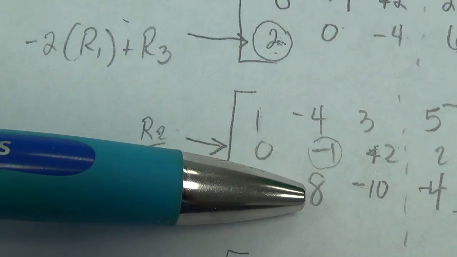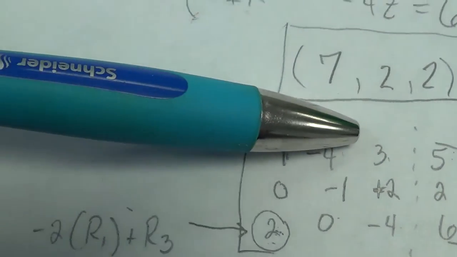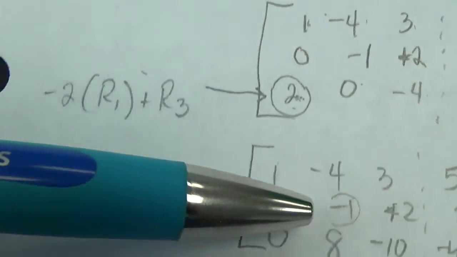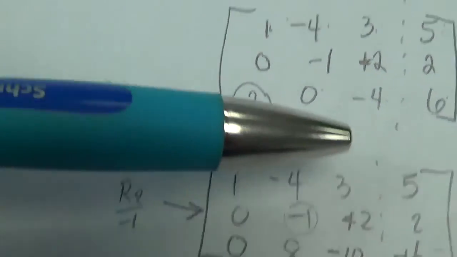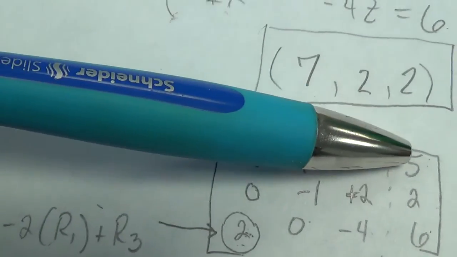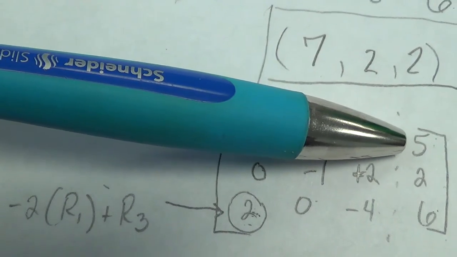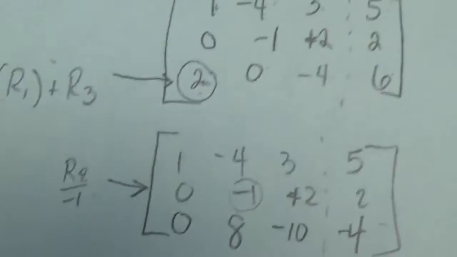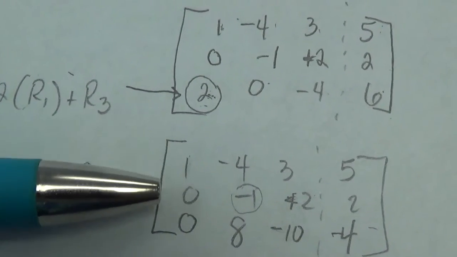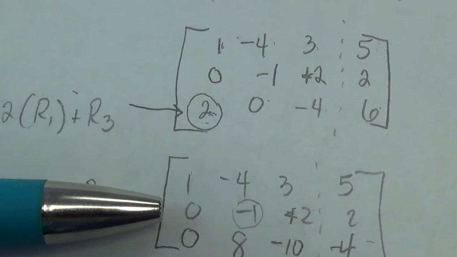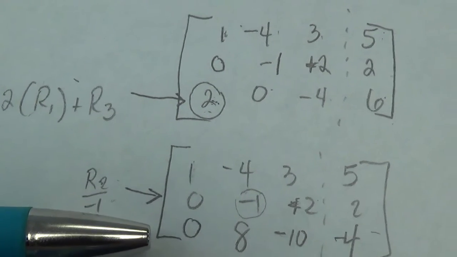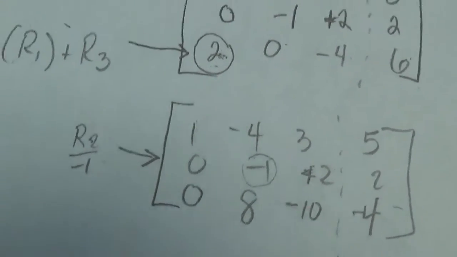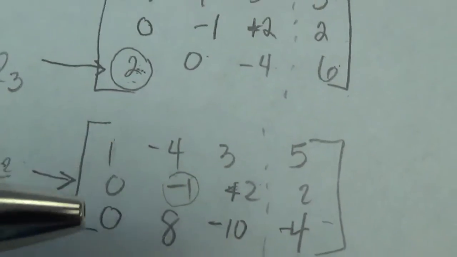Notice the 8 in that position. -2 times 3 gives me a -6. Add it to -4 gives me a -10 in that position. -2 times 5 gives me -10. Add it to 6 gives me a -4. Notice the first and second rows do not change at all. Only the third. Alright, so this looks hunky-dory.